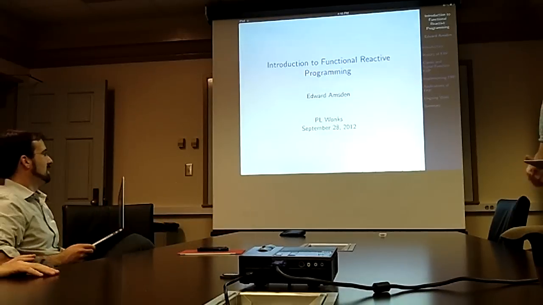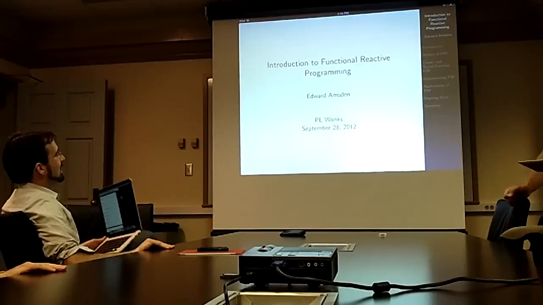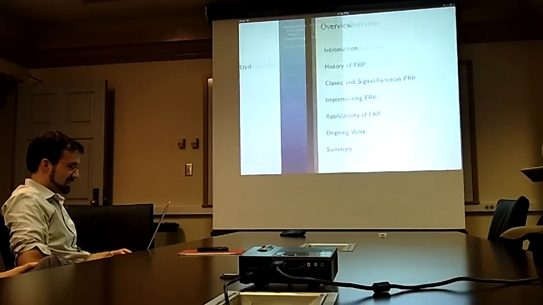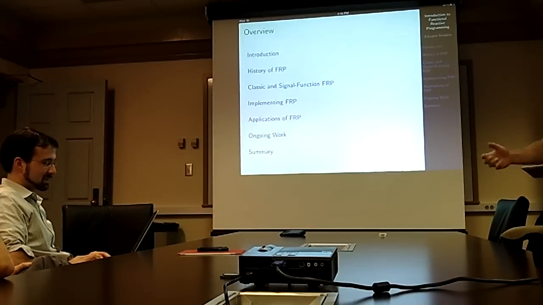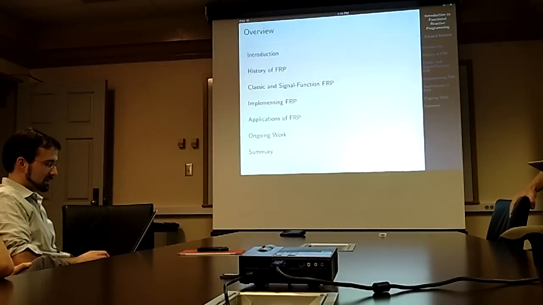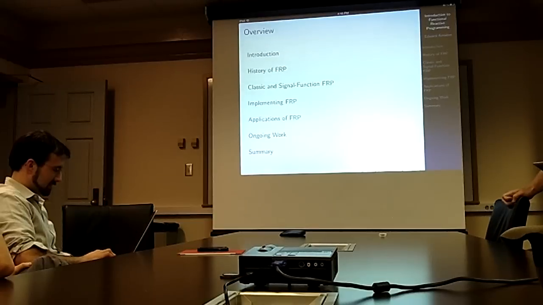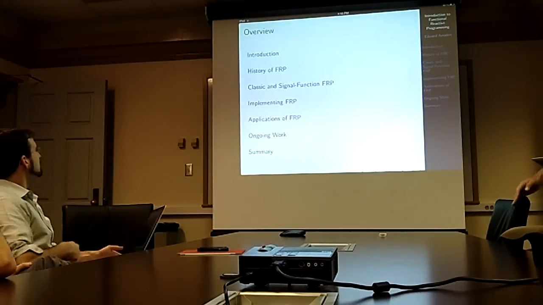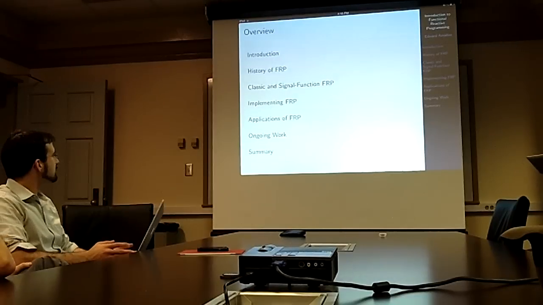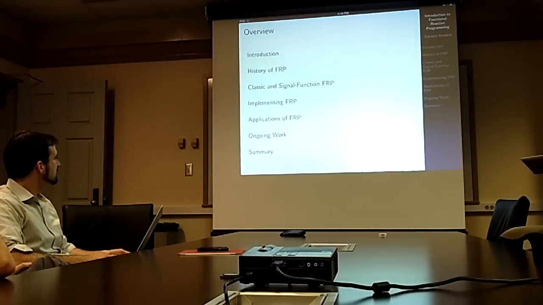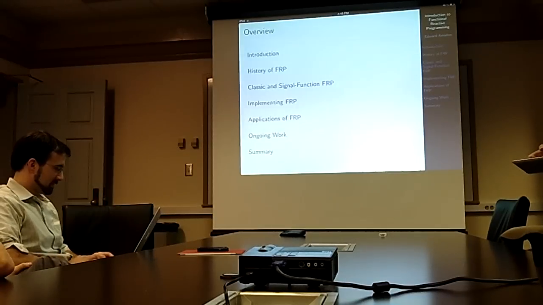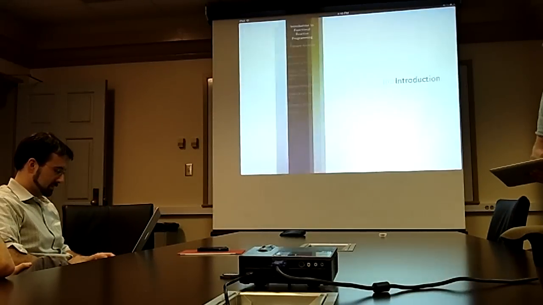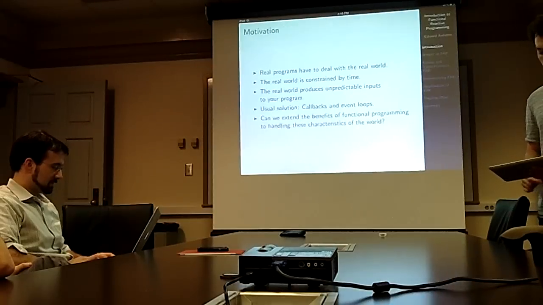So I'm Edward Amston. I'm going to be talking about an introduction to functional reactive programming. There'll be a very short introduction, talk some about the history of functional reactive programming, the distinction between the two main classes of functional reactive programming, classic and signal function, how we implement functional reactive programming, some of the applications that it has been applied to, and some of the work that's ongoing with functional reactive programming. All right, so let's get started.